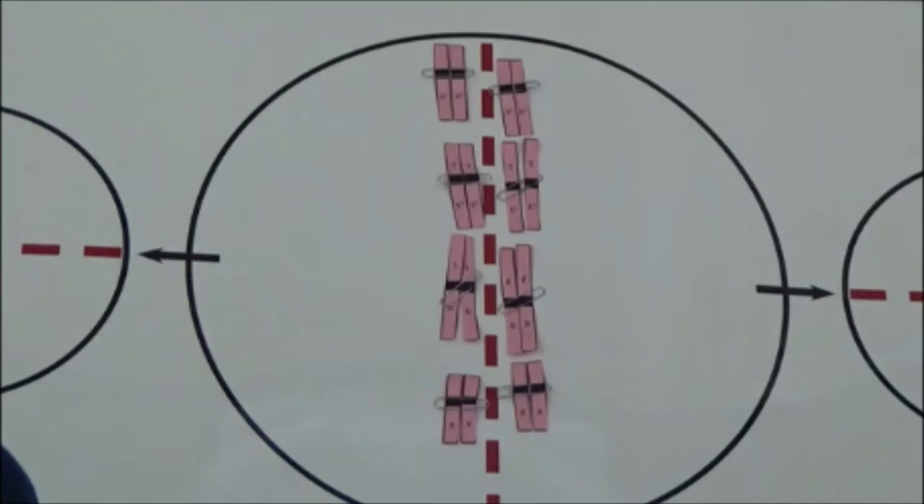Please pause the video now and draw these chromosomes, along with their alleles, in the cell in metaphase 1 on page 88 of your lab manual. So let's now go through what anaphase 1 would look like. What happens in anaphase 1? That's separation of the homologous pairs.